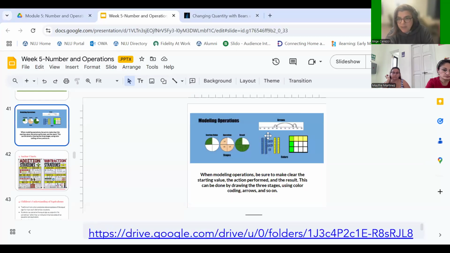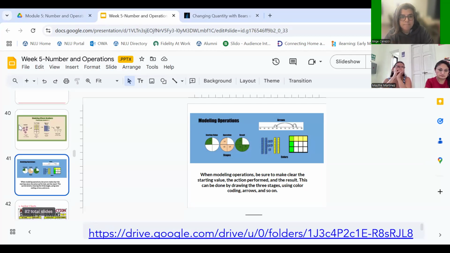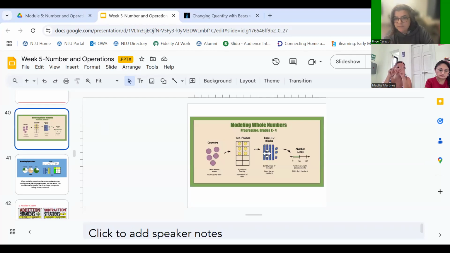These are the base 10 blocks. So you remember there were towers and singles. Yes. Excellent. So it's not the 10 frame, it's the base 10 blocks. Okay, base 10 blocks. It looks like this, the 10 frame is the other one.